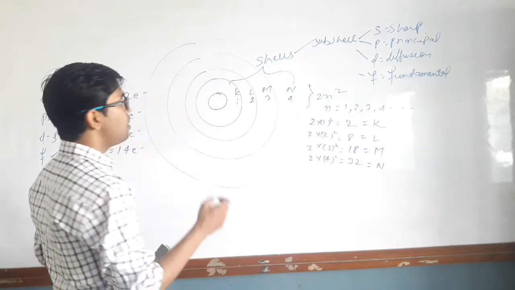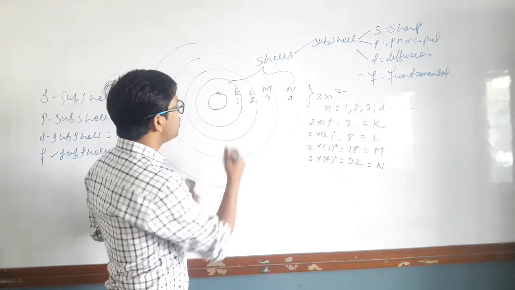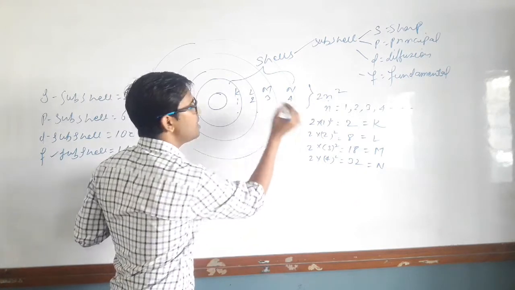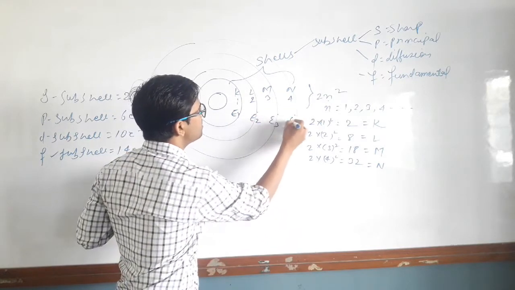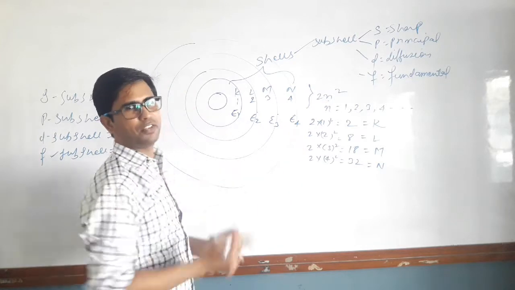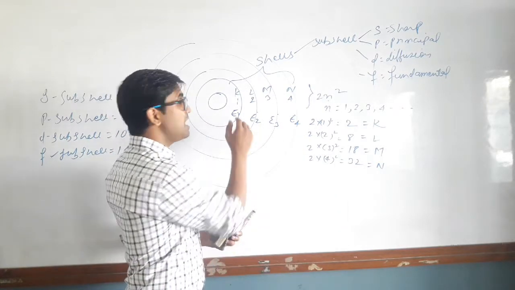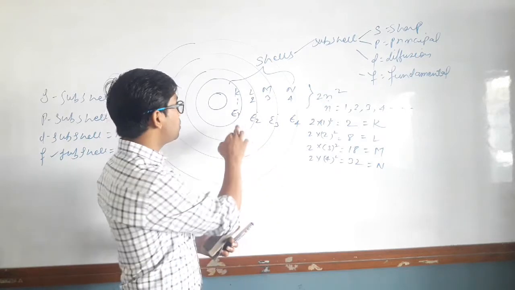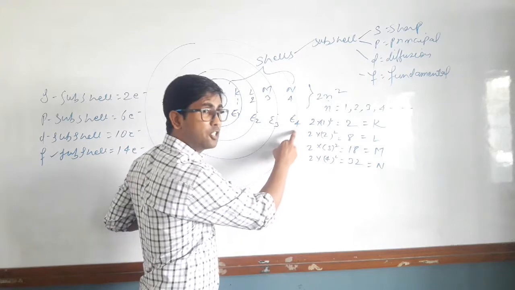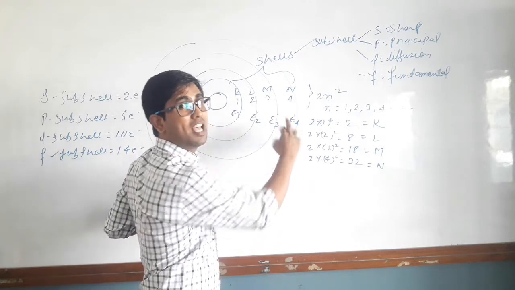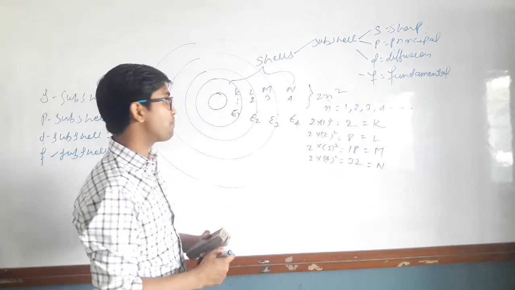Why did I just say energy level? Because the energy in each shell is different. The energy of each shell is totally different. How is it different? The electron which exists in the nearer portion of the nucleus has less energy, but the electron which exists in the outermost orbits has the highest level of energy.